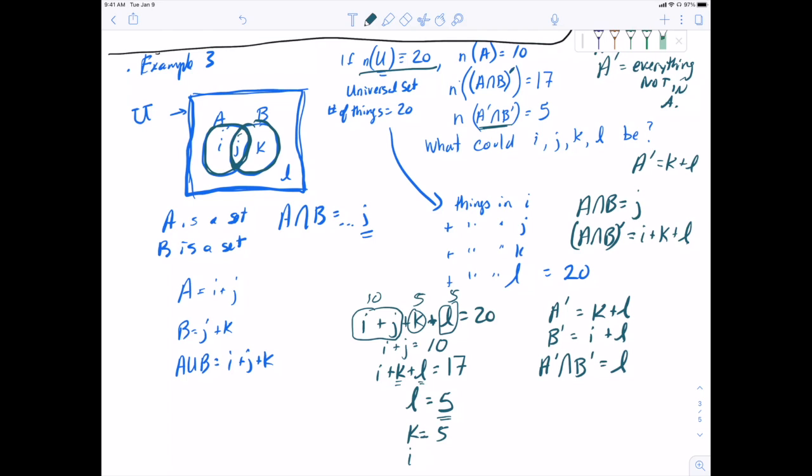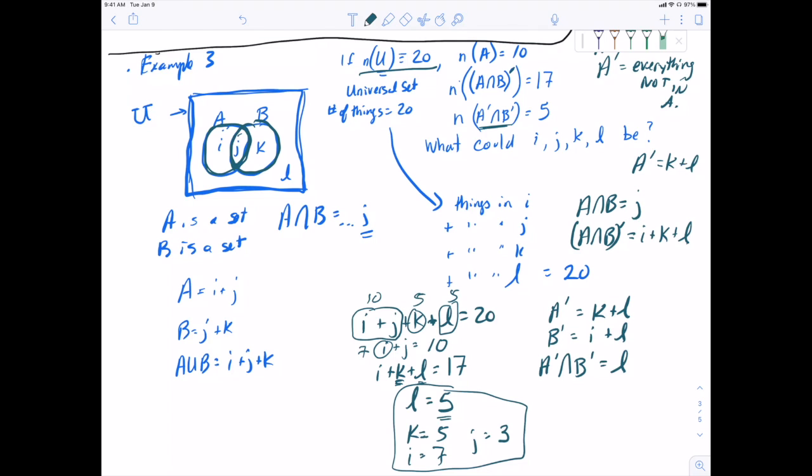so then if K is 5 and L is 5, then I is equal to 7. So then if I is equal to 7, then J is equal to 3. There we go. So that makes sense. Okay, so it's just kind of a little puzzle that you got to put together.